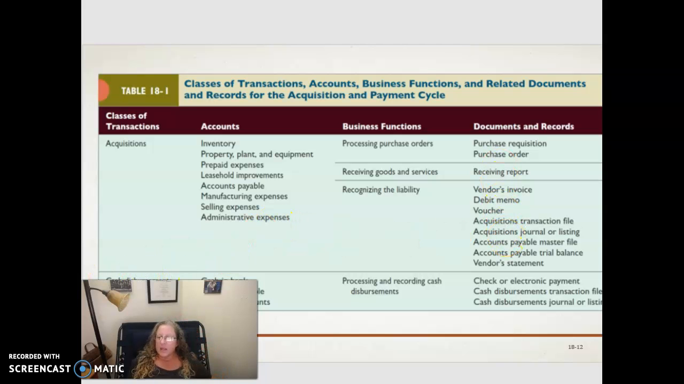And then finally, cash disbursement. These accounts are cash in bank, accounts payable, purchase discounts, and the business function is processing and recording cash disbursements, and the documents are listed here that you might be interested in. So that's just a quick look at the first two learning objectives of Chapter 18.